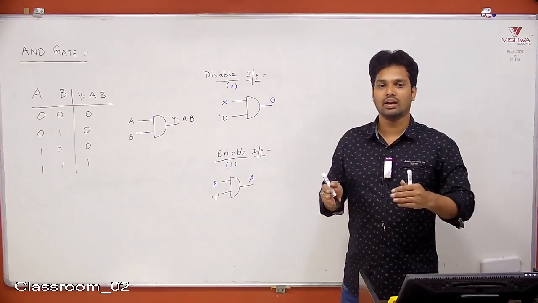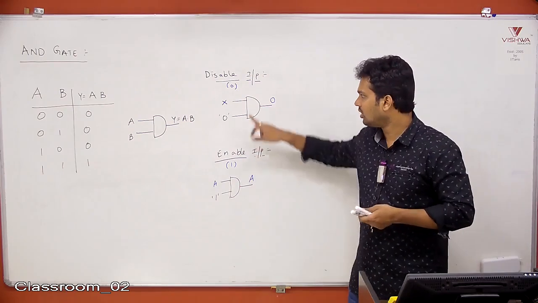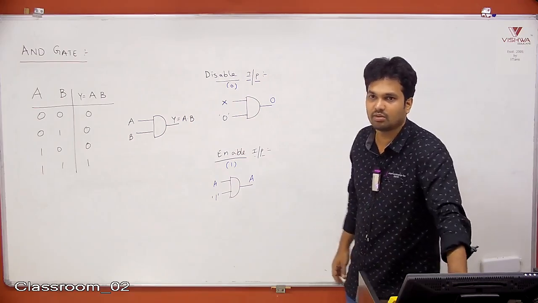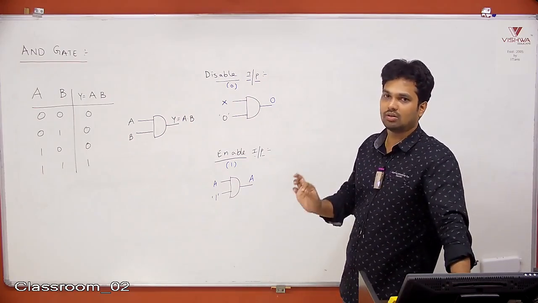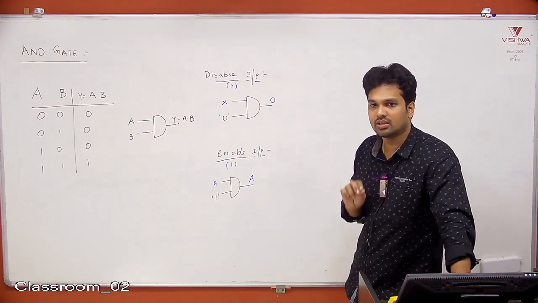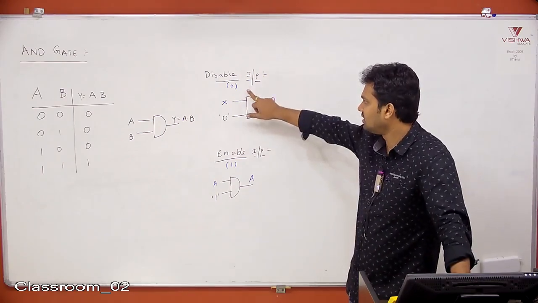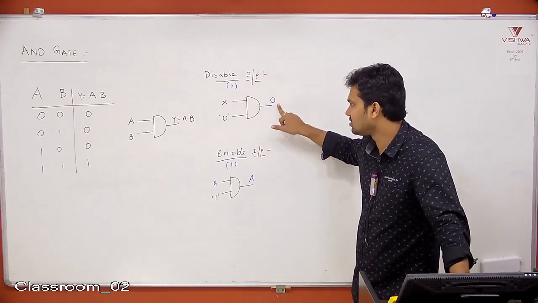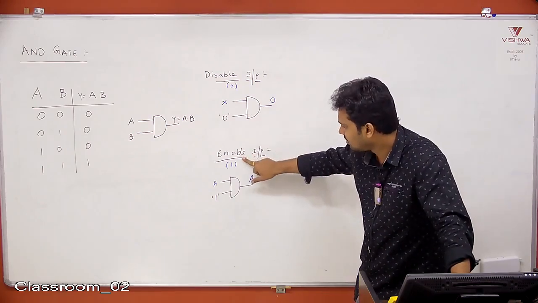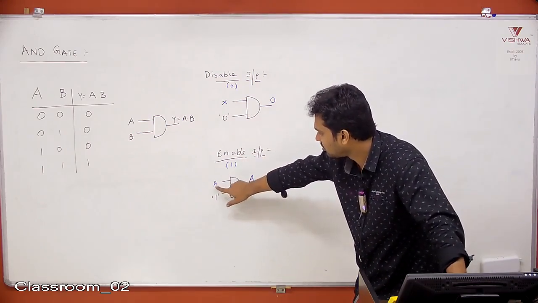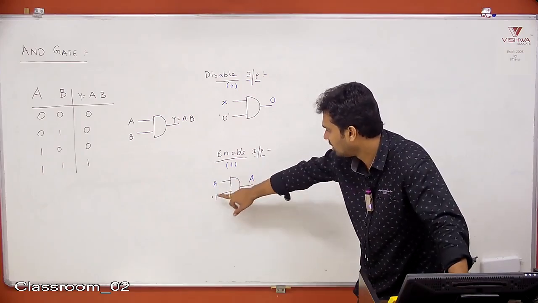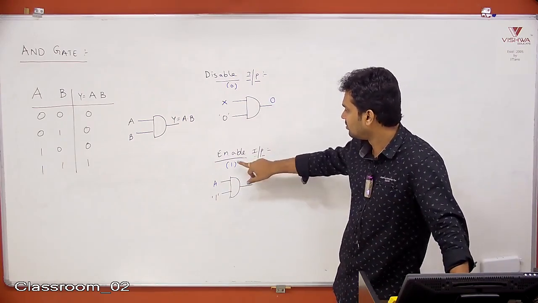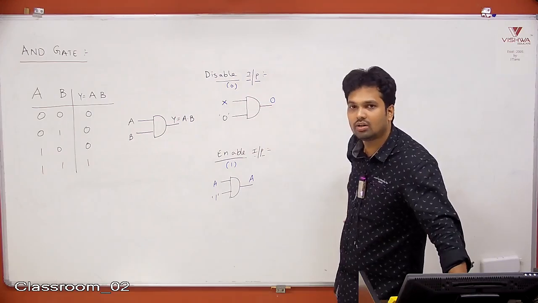It is not for all gates. You can understand, it is only for AND gate. So what is the meaning of disable and enable inputs? Output is not depending on the other input, or output is depending on the other input. If the gate is disabled, output does not depend on the other input, output will be fixed at either 0 or 1. If the gate is enabled, output depends on the other input. If the other input is A, you will get the output A. So for the AND gate, 1 is the enable input, 0 is the disable input.